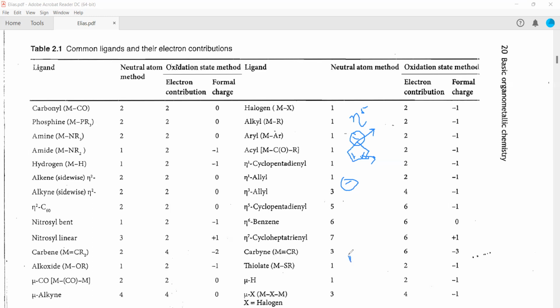Let me draw it for you. That will be very, very simple. Okay, mu H means like this, right? Hydride is a bridging type ligand, so it is bridging two metals. Now, since hydride only has 2 electrons, the total electrons can be 2 only. So the formal charge is -1, and that is why it will be acting as an X-type ligand.